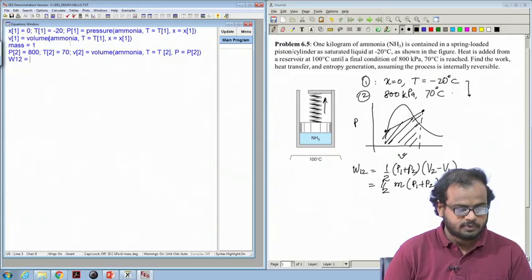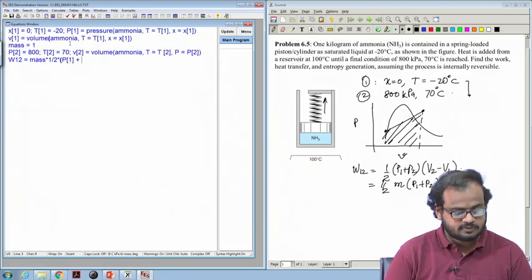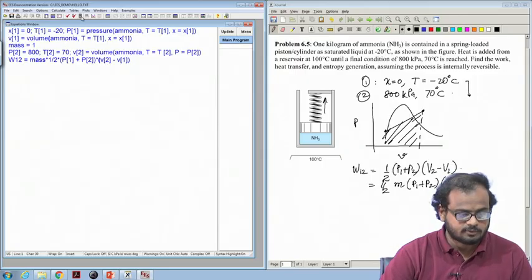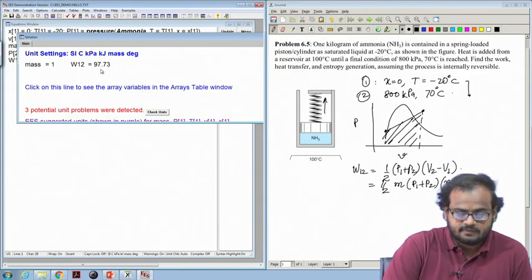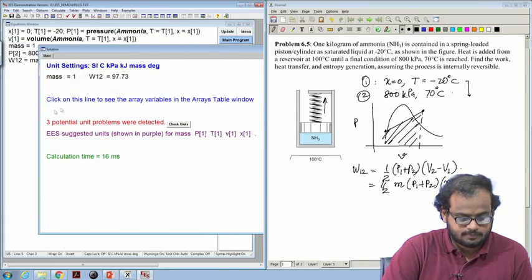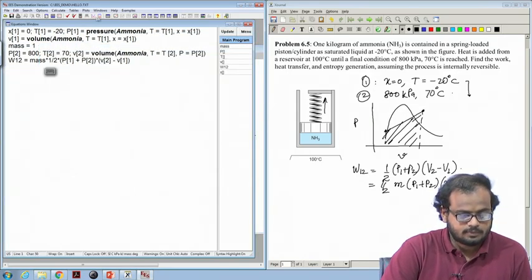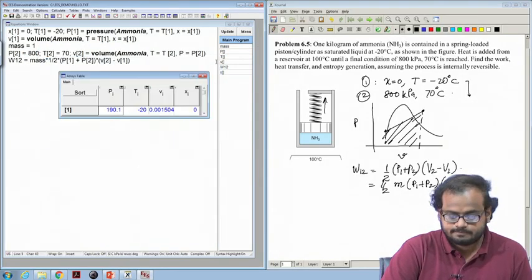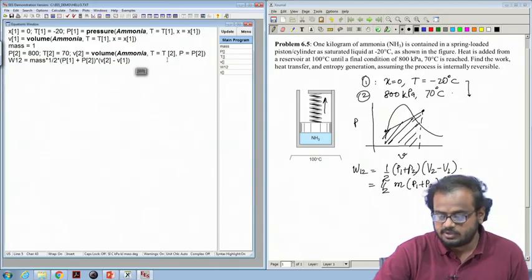So, the work done is simply the mass times half times P1 plus P2 multiplied by V2 minus V1. So, let us see what that comes out to be. The work done is 97.73 kilojoule. Okay, there we are. So, the next question is what is the heat transfer?